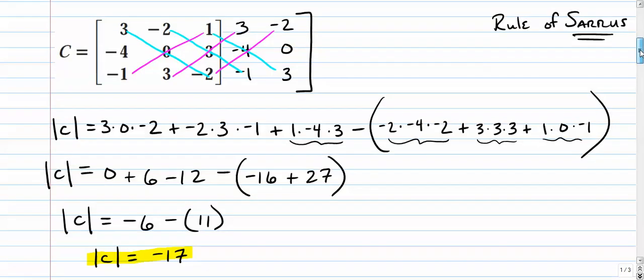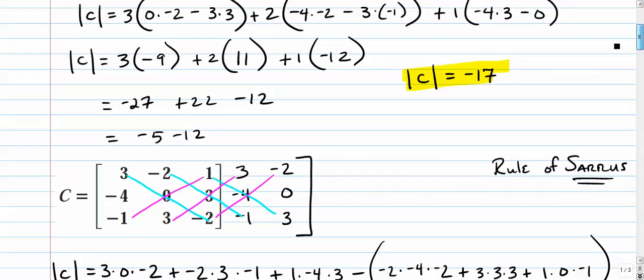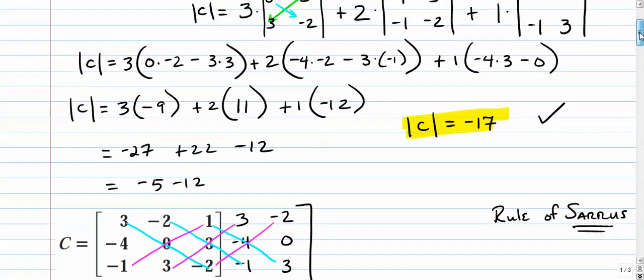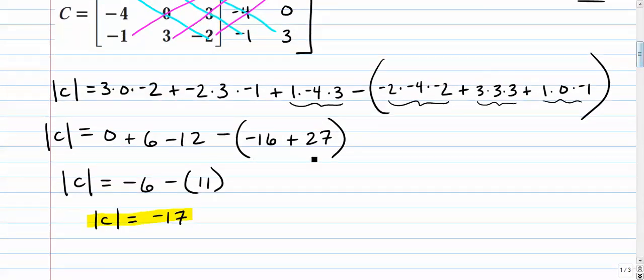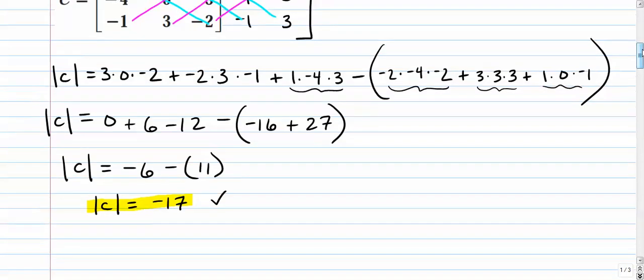So let's see if that's the same. It ought to be. Yeah, it is. So you pick your favorite out of those two. Those two French guys came up with two pretty different ways to calculate the determinant of a 3 by 3.